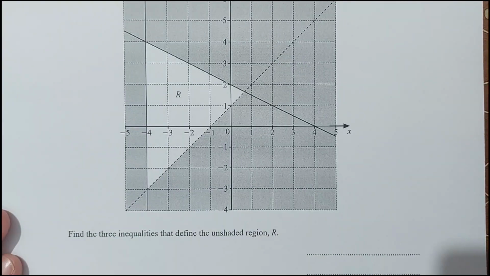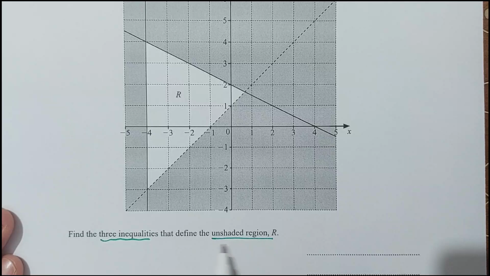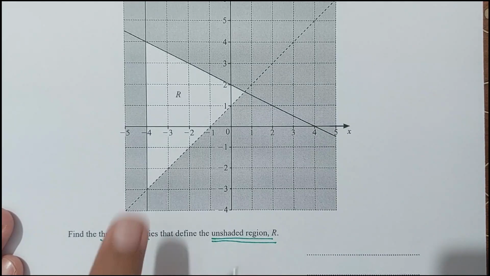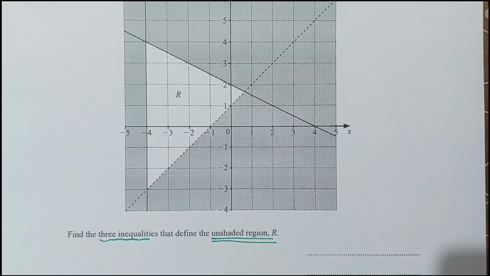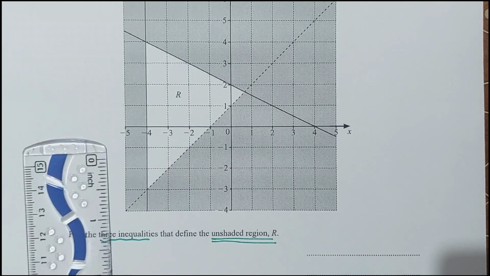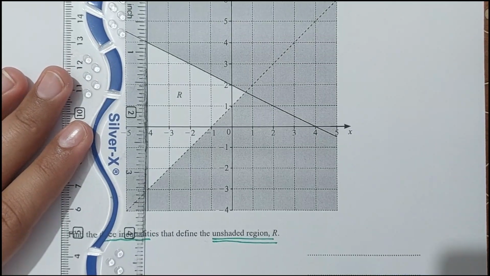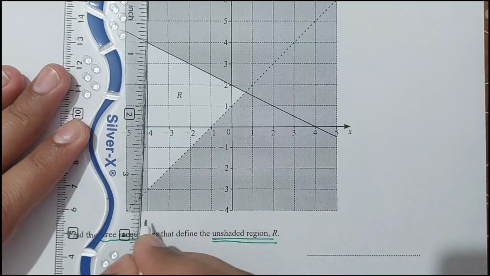Question number 14, find the three inequalities that define the unshaded region R. This would be the unshaded region. So the first one, as you can see, this is a straight line. So this line is x equals negative 4.